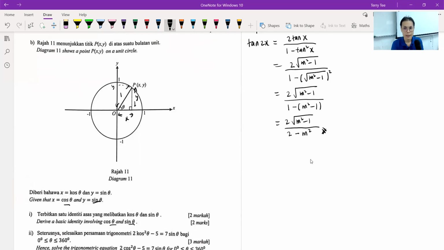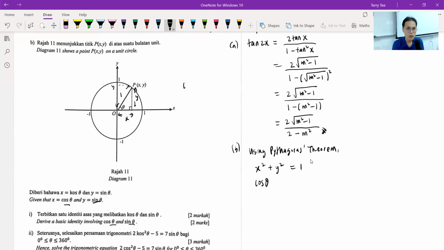So we know from Pythagoras, this is part A, this is part B, using Pythagoras theorem, we know that x square plus y square is 1 square. 1 square is 1. My x is cos theta. So we write cos theta.